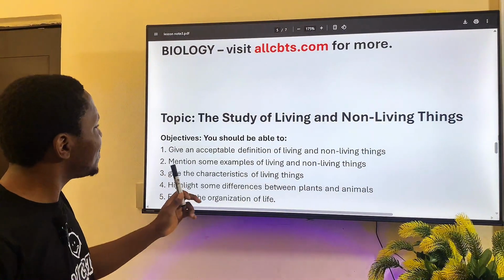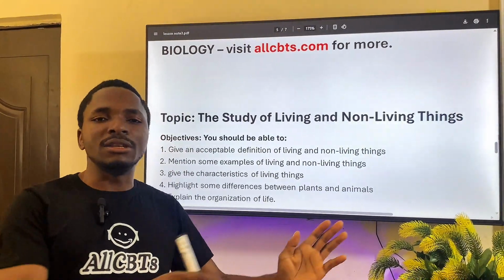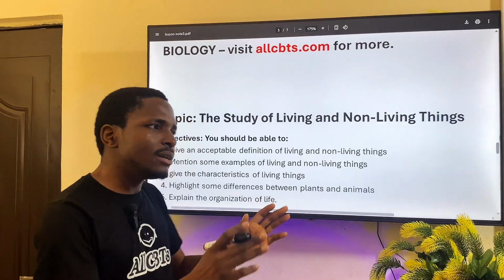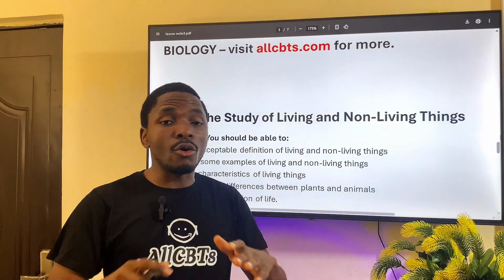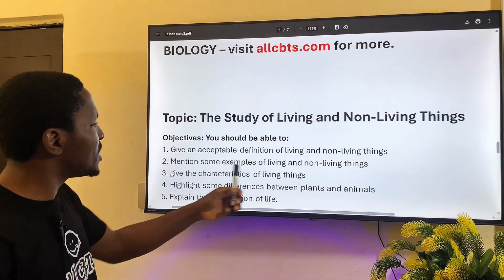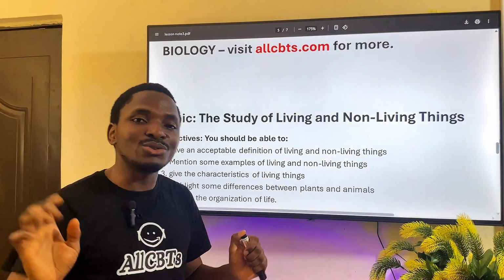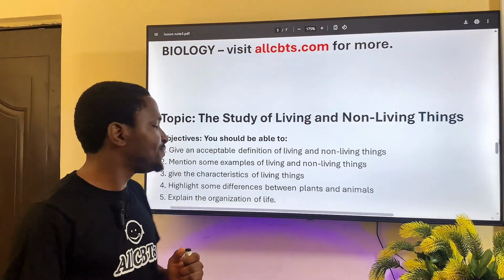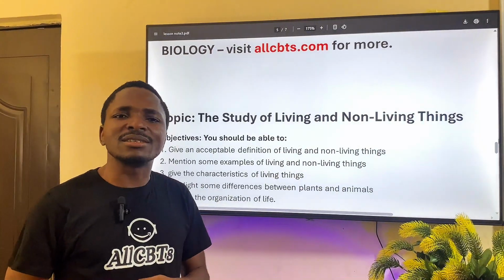You should be able to give an acceptable definition of living and non-living thing. Like, okay, based on these facts, this particular thing is living or non-living. You should be able to mention some examples of living and non-living things close to you in your environment. You should be able to give the characteristics of living things.